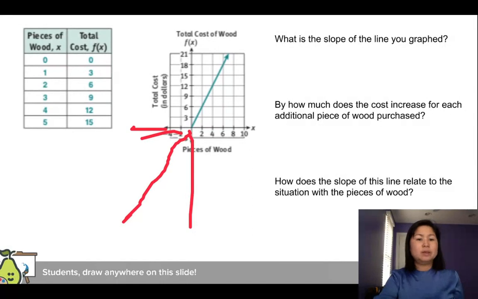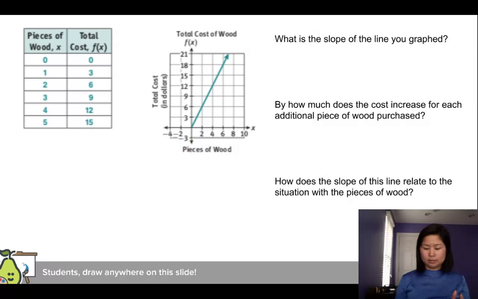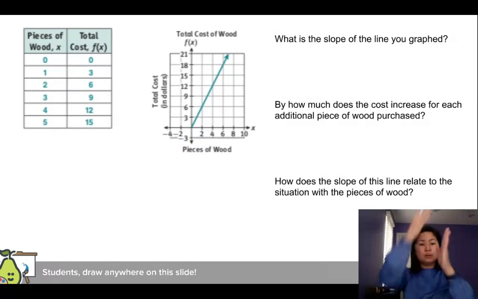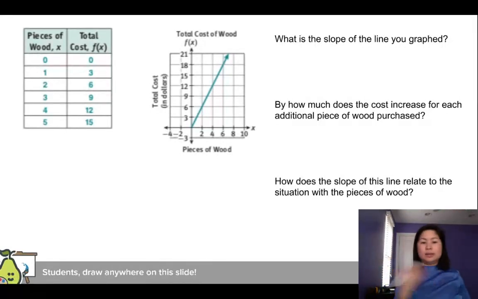No, right? We cannot have negative pieces of wood. I'm not going to go and say, hey, I'm going to buy -2 pieces of wood. So that is the reason why we don't care about the other side. We don't want to look at it. We only look at the positive because we talk about a piece of wood. So we're not going to spend too much time drawing the other line. So that's the only reason.